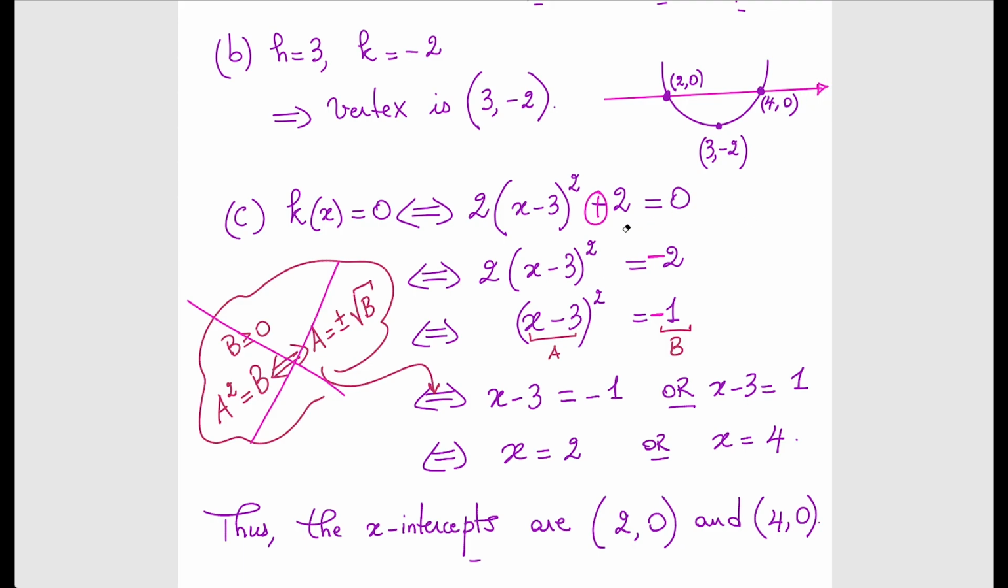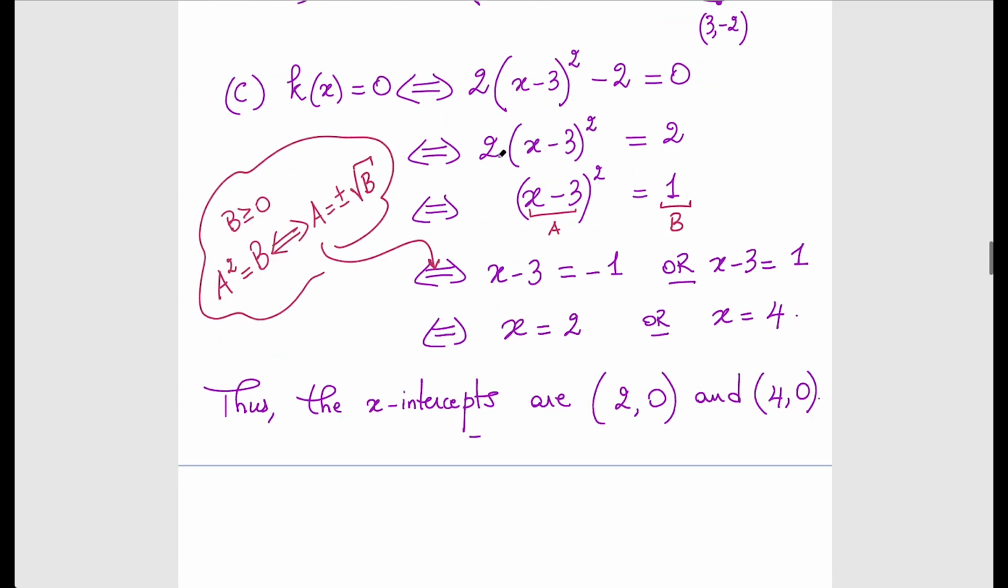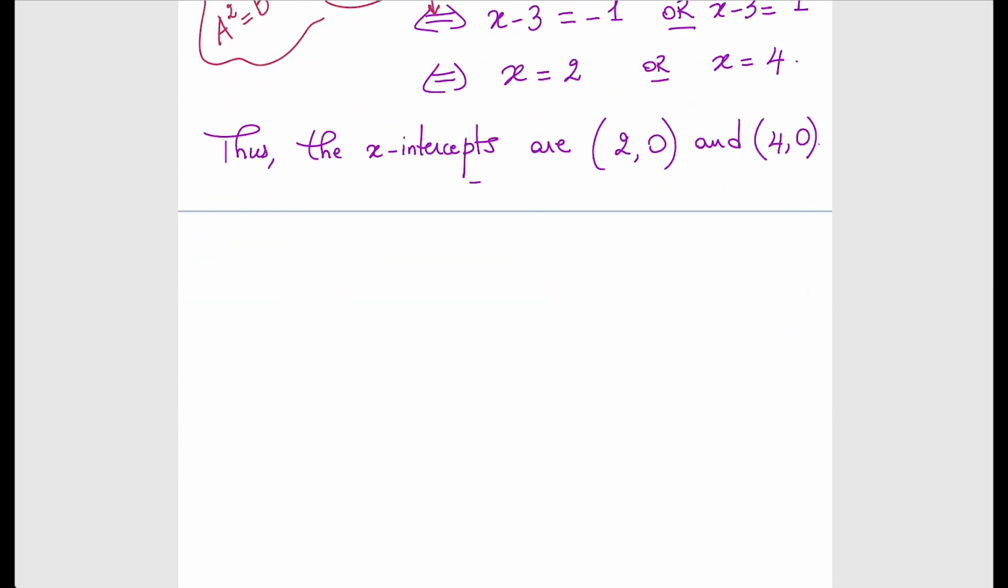Okay, so let me erase all these. So in our context we have x-intercepts, and there are 2. Okay, part D. So part D.